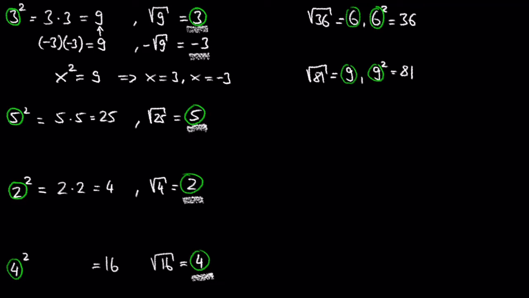What is the square root of 64? And what is the square root of 49? Feel free to pause the video and try these two examples by yourself. The square root of 64 is 8, because 8 squared is 64. And the square root of 49 is 7, because 7 squared is 49.